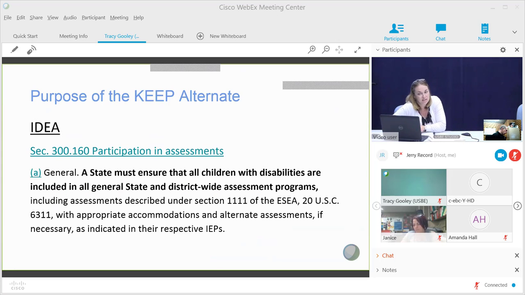And here is the purpose of the alternate. There's a section of IDEA that states that a state must ensure that all children with disabilities are included in all general state and district-wide assessment programs. That means either with appropriate accommodations or an alternate assessment that is decided upon by an IEP team. So that is why we create alternate assessments.